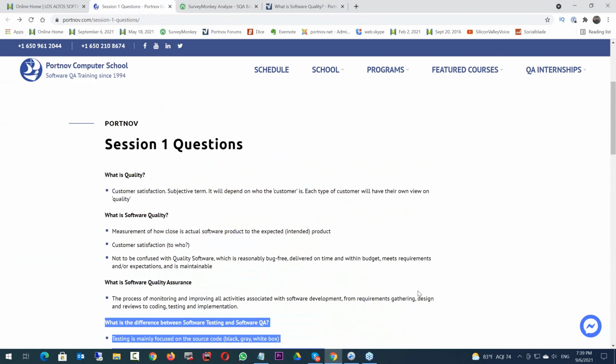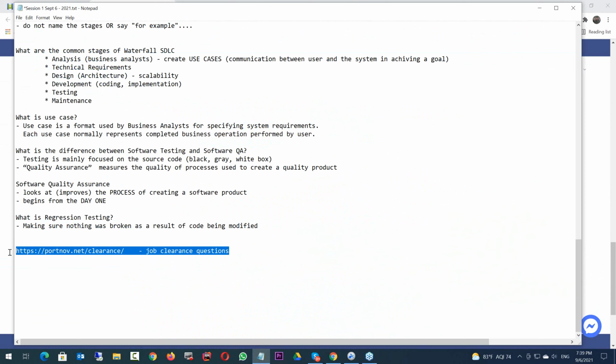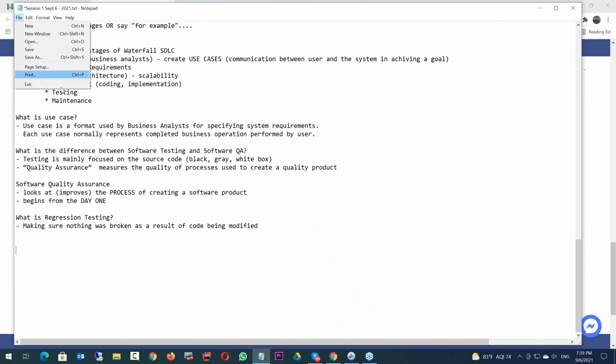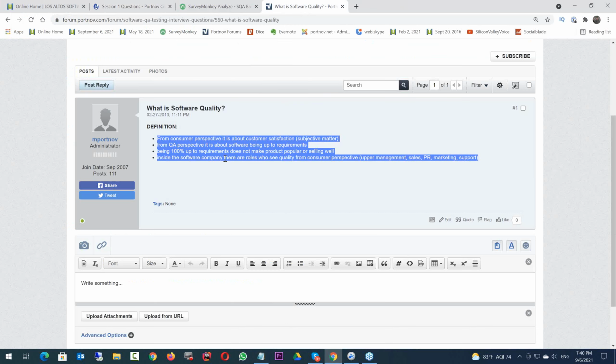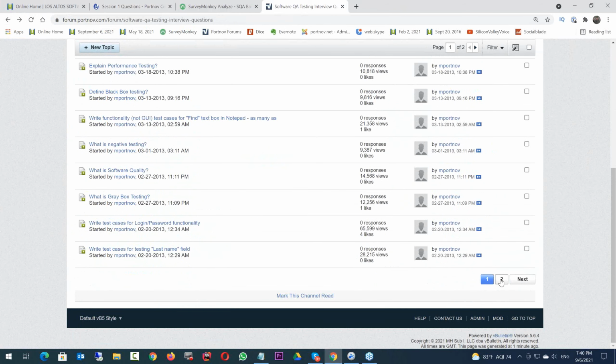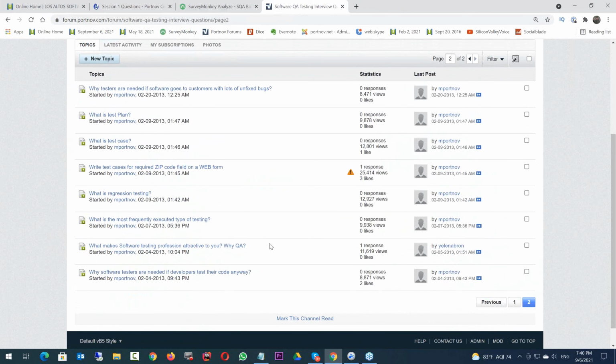Okay, let me do it in my own words, okay? Oh, actually it is done in my own words. It says, making sure nothing was broken as a result of code being modified. They fix the code, they keep developing the code, and they still change the code. Anytime they change the code, they might break it. And if we look at the forum and we look at the regression, it will come with an elaborated answer, guys. Anytime you have an elaborated answer, go for it.